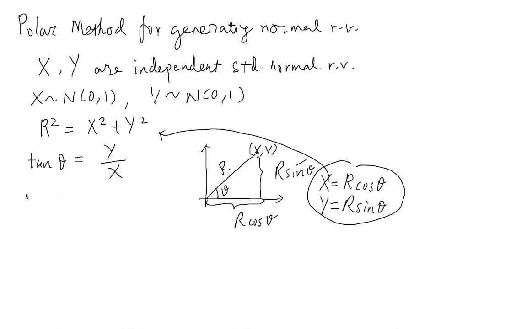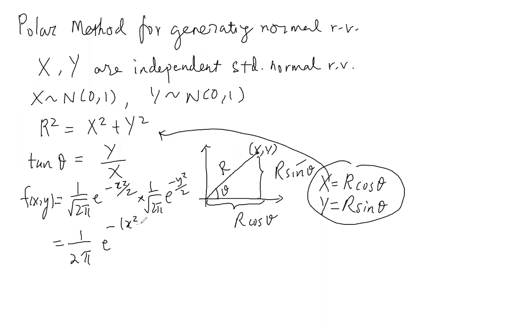Once you have this, we look at the density, right? So the joint density is easy. You just take the density from X multiplied by the density from Y, right? So that would give you something like this, okay?